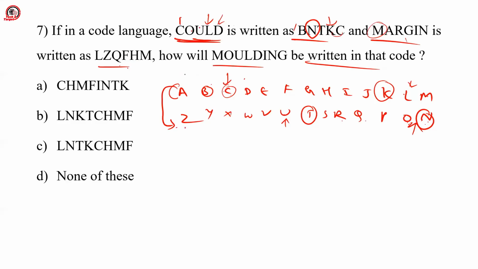For R, you are writing Q. For G, you are writing F. For I, you are writing H. For N, you are writing M. Because before N, the letter M is there.